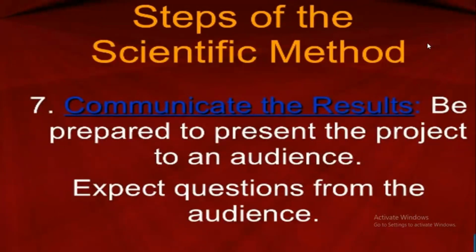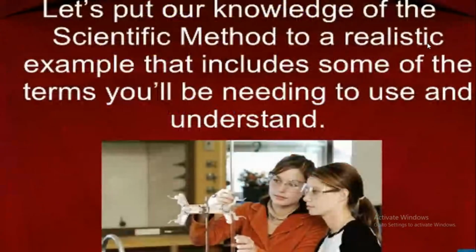Accept questions from the audience. Whatever the results might be, either they support your thoughts or hypothesis, or they are against it, either it is accepted or it is rejected, you have to communicate your results. Whatever the findings might be, you have to communicate the results to the audience as well. So, this is the seventh step in the scientific method.